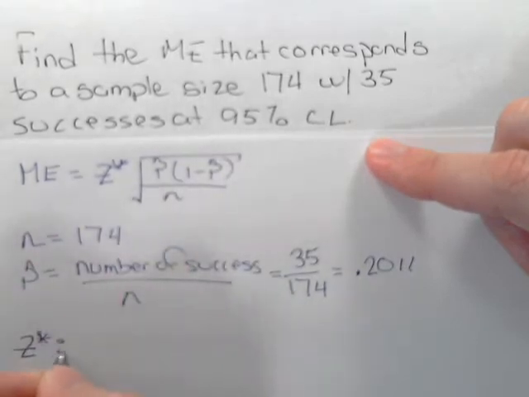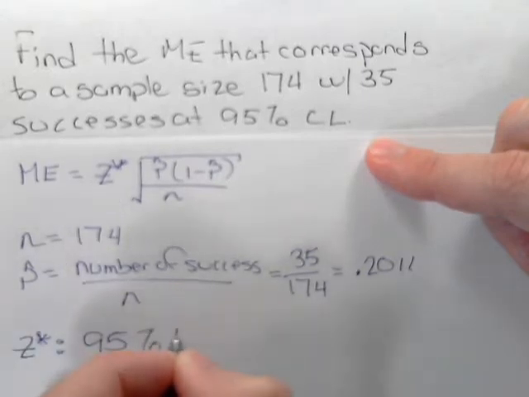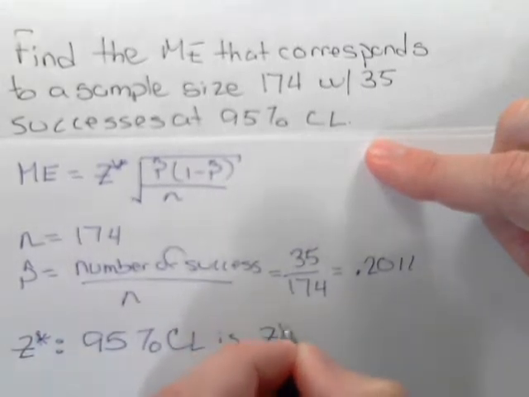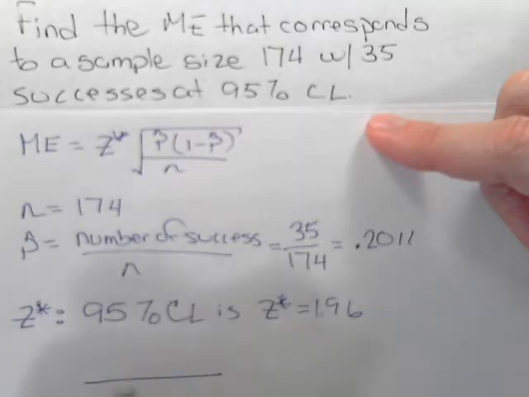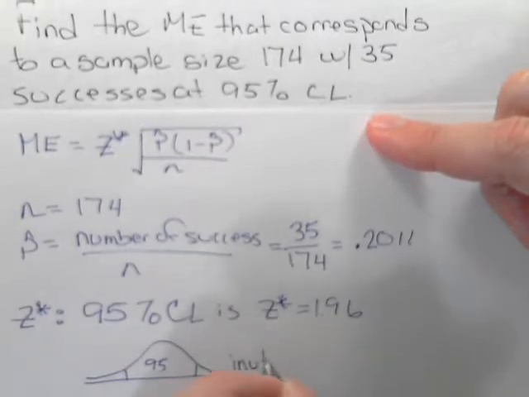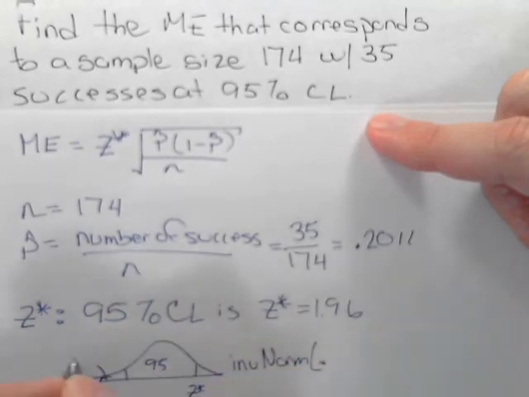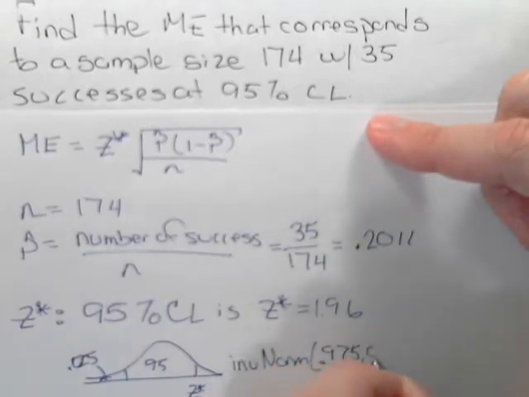We know p hat, we know n, we need to know z star. Z star for a 95% confidence level is 1.96. And how do we find this? This can be found on the t-table, or you could type into the calculator: if this is 95%, we're interested in this value right here, which is inverse norm. And then it's going to be 95 plus this tail, which is 0.025. So it's 97.5 or 0.975. That will give us the 1.96.